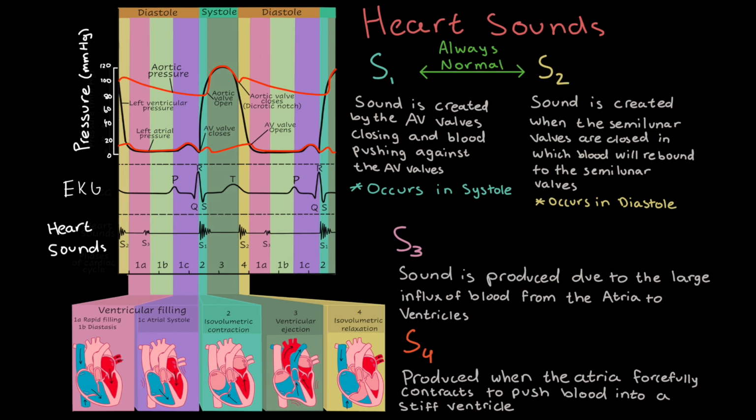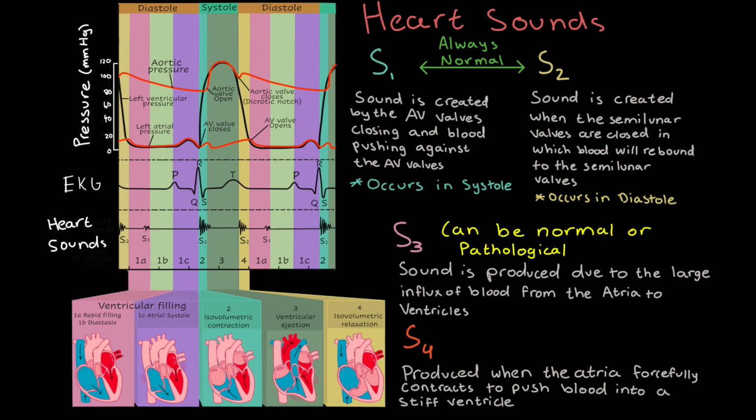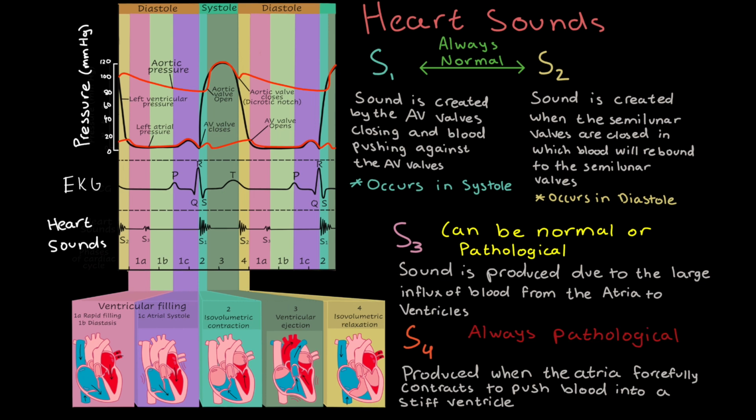So to recap, S1 and S2 heart sounds are the universal heart sounds you will encounter, and it is identified by a lub-dub sound, and those are the perfect, healthy, and normal heart sounds. Now, S3 heart sounds can be normal and pathological at the same time, whereas the S4 heart sound will always be an indication of an abnormality or some sort of pathological disease.